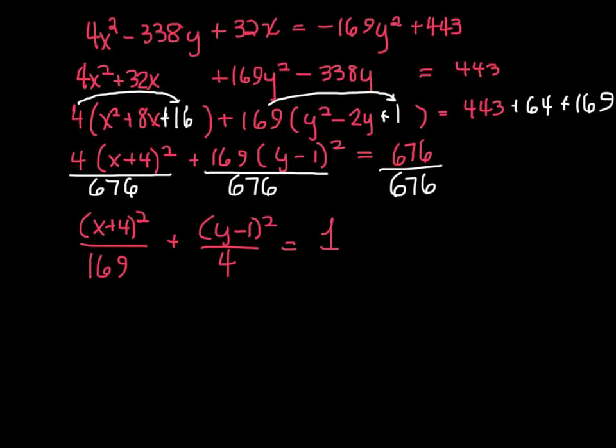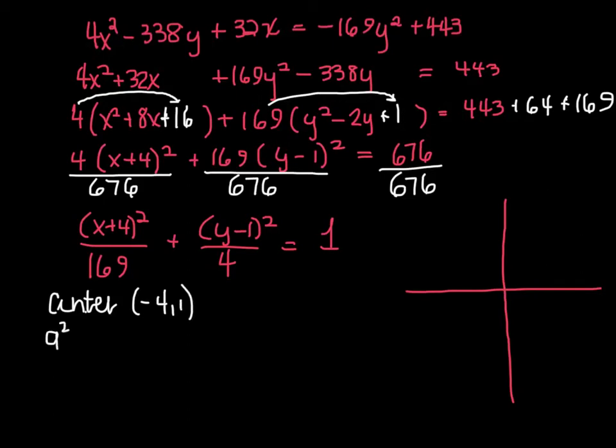Okay, now I'm going to do a little side graph over here. It's not going to be as pretty as with graph paper, but you put yours on graph paper. My class, you know that I don't accept your notes if the graphs aren't on graph paper. So I see that my center is negative 4, 1. I see that a squared is 169, which means that a is 13. Yes. b squared is 4, which means that b is 2. Since the bigger number is under the x, that means that I'm going to be wide and not tall.